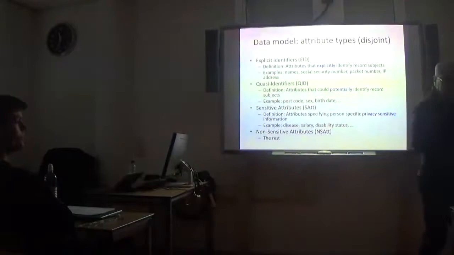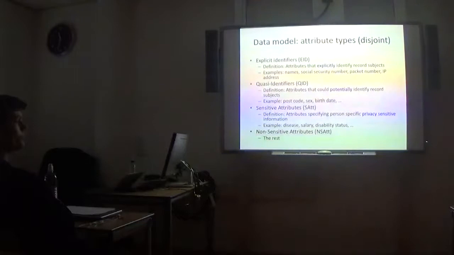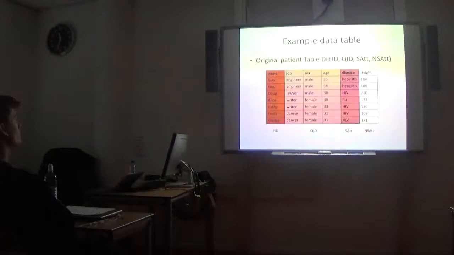What you do, you define the attributes in four categories. Explicit identifiers like names. Quasi identifiers, I come to that later. Sensitive attributes, for example, the illness is sensitive. And non-sensitive attributes. So if you look at this table, you see that the names are explicit identifiers. These are like names, social security numbers, etc. If you look at those things, you can identify the people behind. I put here Bob, but actually it should be the whole family name.